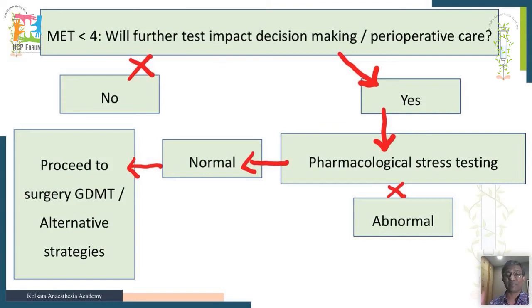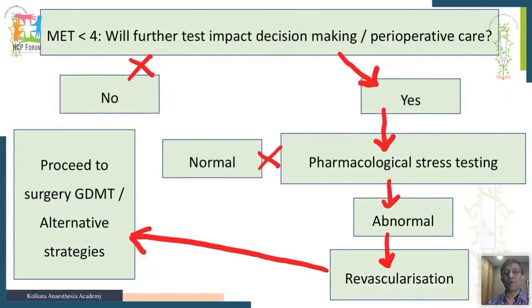And then you, again, think about alternative strategies. If the pharmacological stress test is abnormal, you may decide that the non-cardiac surgery cannot happen without fixing the cardiac problem, revascularization or replacement of valves, and then proceed for non-cardiac surgery. And this is the algorithm that has been used.